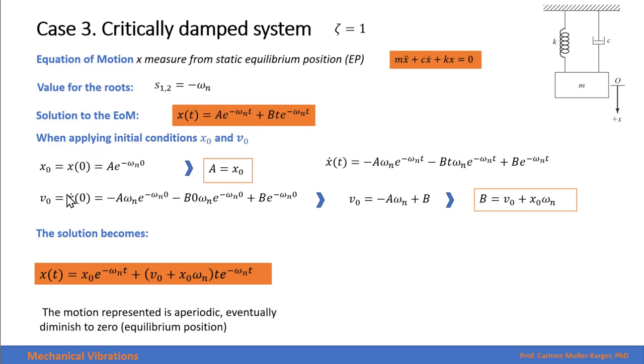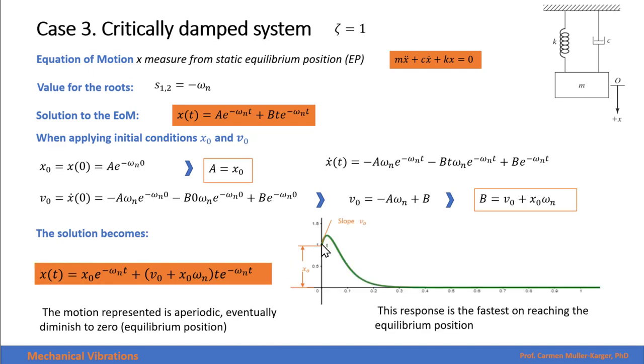So we differentiate this expression to find velocity. In terms of the displacement, we are able to find a, and in terms of the velocity, we are able to find b. And the response becomes this expression right here. If we graph this response, we see that this is a non-oscillatory response, so we don't have any oscillations in the system. On the contrary, the response goes as fast as possible to the equilibrium position, where the response is equal to 0.